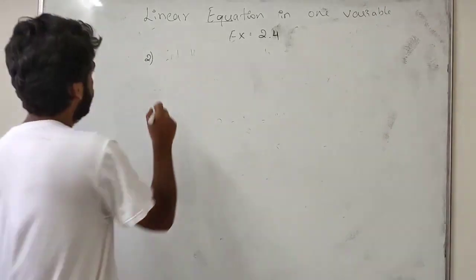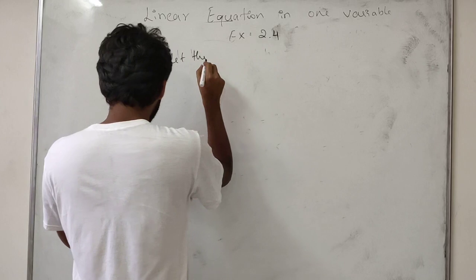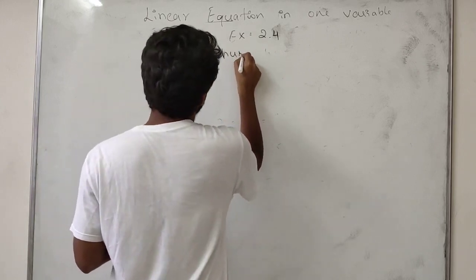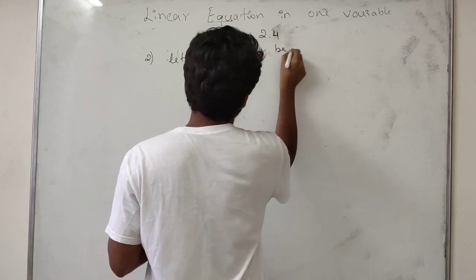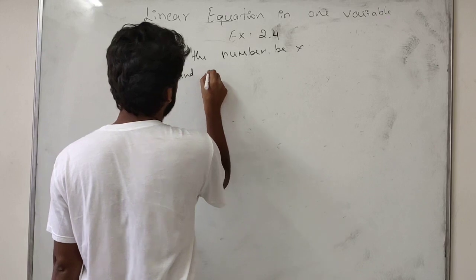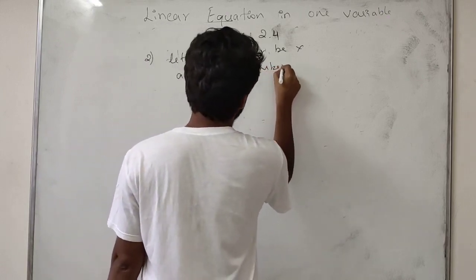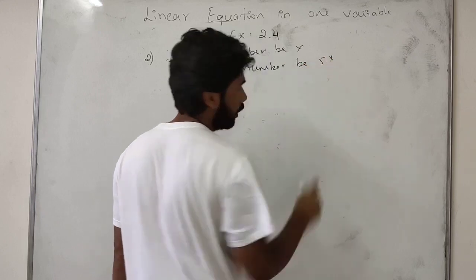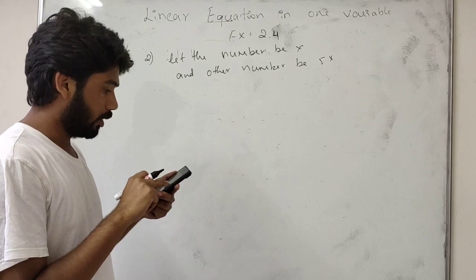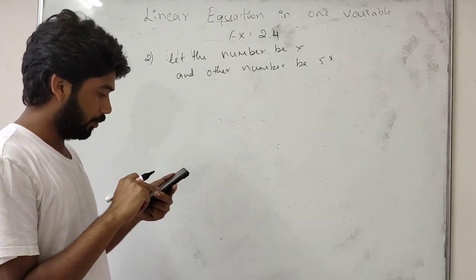So first, the positive number is 5 times of another. Let the number be x, and the other number be 5x. If 21 is added to both the numbers, then one of the numbers becomes 2 times the other number.